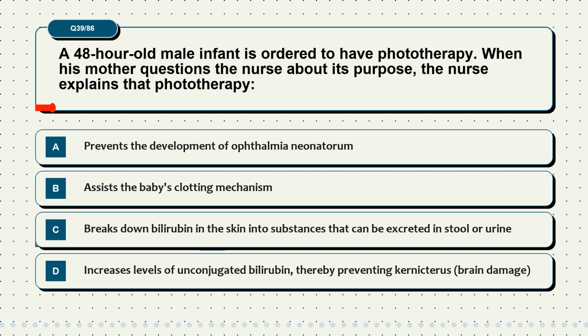Question 39. A 48-hour-old male infant is ordered to have phototherapy. When his mother questions the nurse about its purpose, the nurse explains that phototherapy. Here are the options. Option A. Prevents the development of ophthalmia neonatorum. Option B. Assists the baby's clotting mechanism. Option C. Breaks down bilirubin in the skin into substances that can be excreted in stool or urine. Option D. Increases levels of unconjugated bilirubin, thereby preventing kernicterus brain damage.